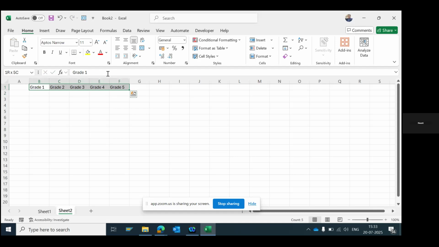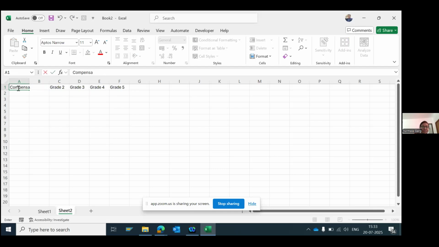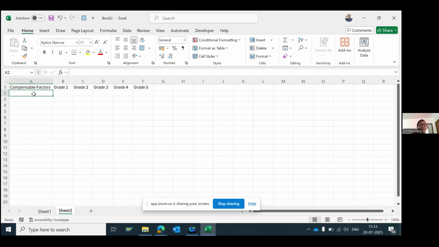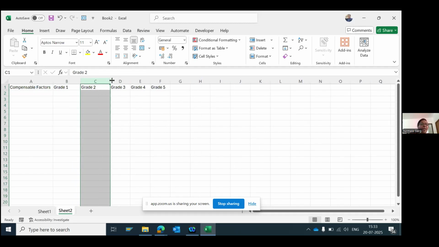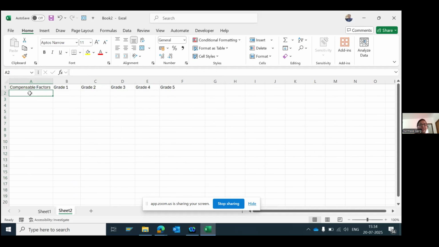Now in the A column, you can have the 4 compensable factors below the cell. Depending on the organization, some assumptions, say it is a manufacturing organization with about 20 or 22 positions, but we are going to do only 10 positions. So look at compensable factors. Compensable factors are not different for every position. They remain constant for all the positions.